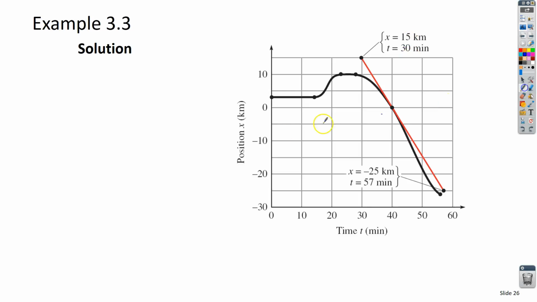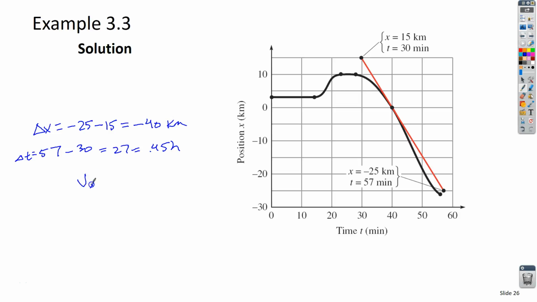So what we'll do is let's go ahead and find that change in position. That would be my final position, which is negative 25 kilometers, minus that positive 15 kilometers. And when we do that, we're going to end up with negative 40 kilometers, and that is going to be our displacement. If we do the same thing with the time, we're going to take 57 minutes minus 30 minutes, so this is our change in time, and we end up with 27 minutes, which is about 0.45 hours.